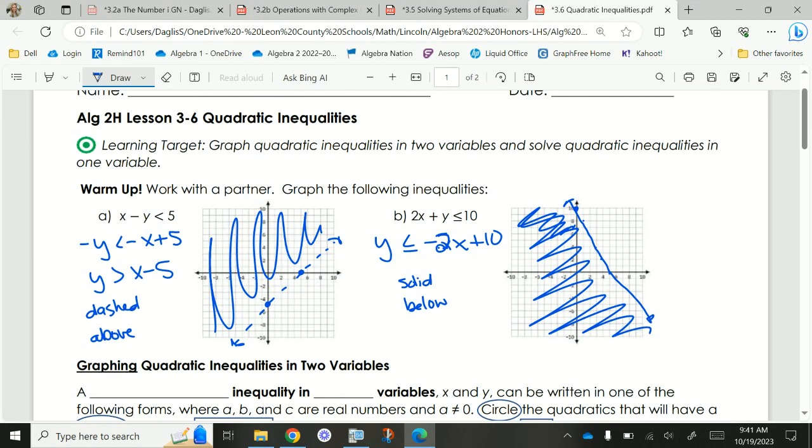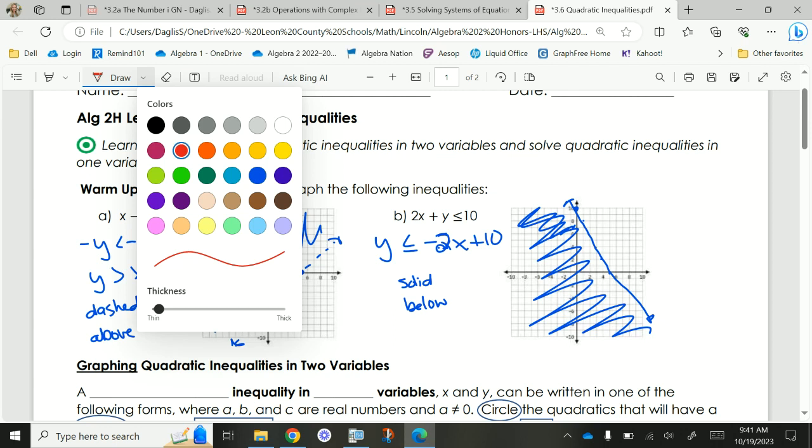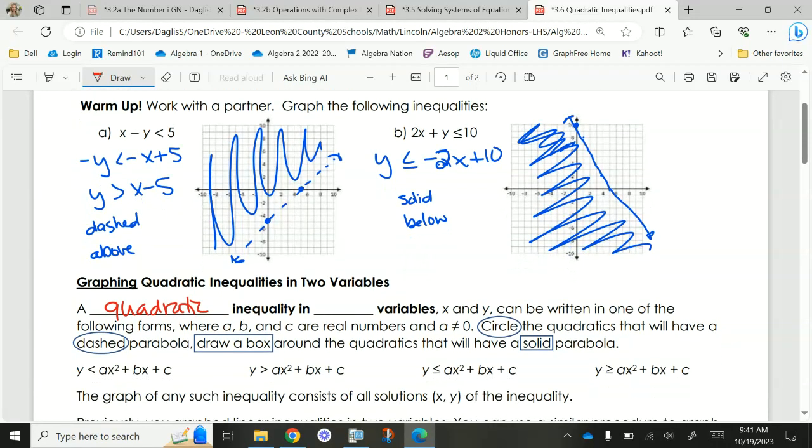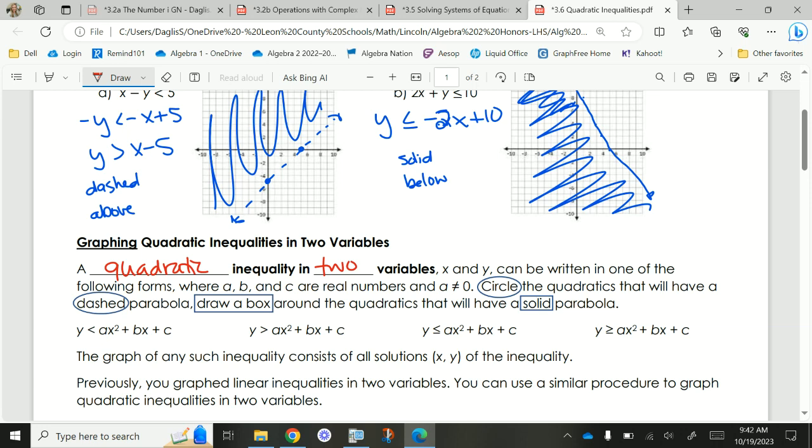Okay, so that is doing inequalities with lines, which is very Algebra 1. We're not in Algebra 1 anymore. You're in Algebra 2. Okay, so what we're going to do today is we're going to do quadratic inequalities. Okay, so a quadratic inequality in two variables, which means there's an x and a y, can be written in one of the following forms, where a, b, and c are real numbers, and a cannot be 0.